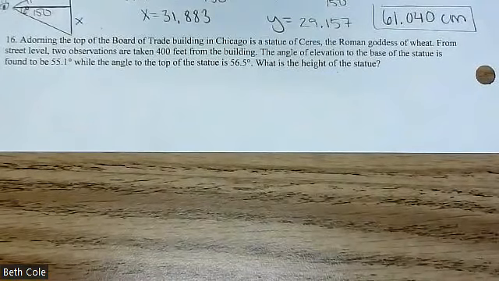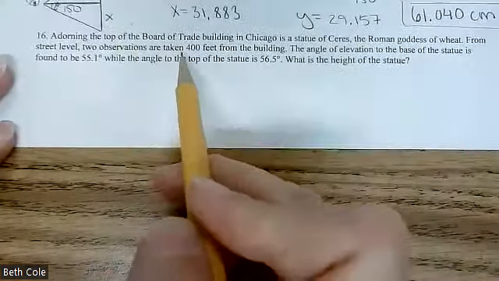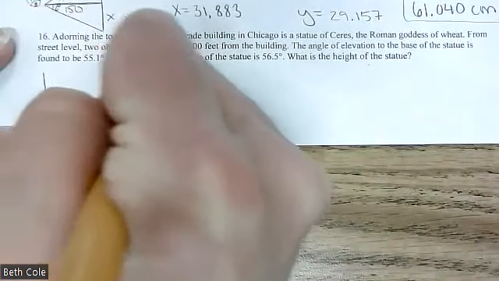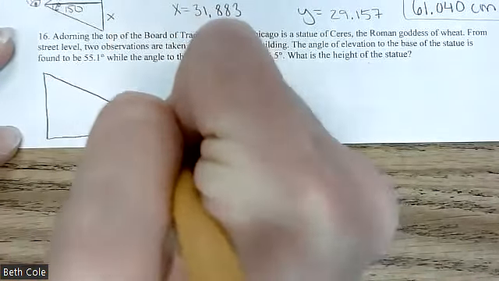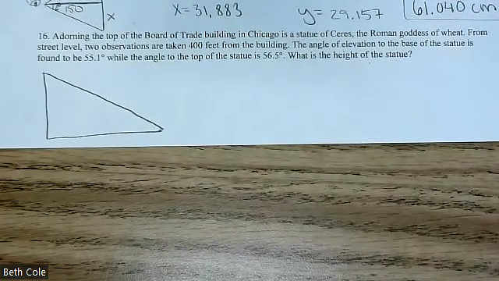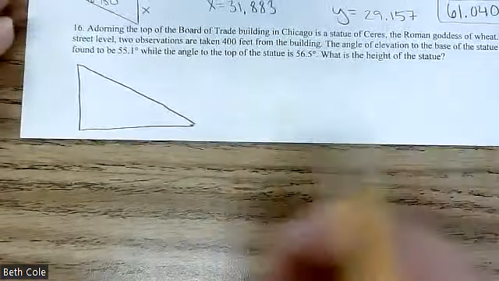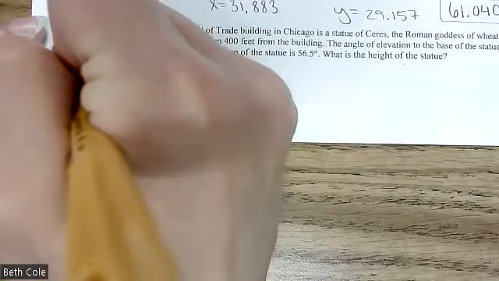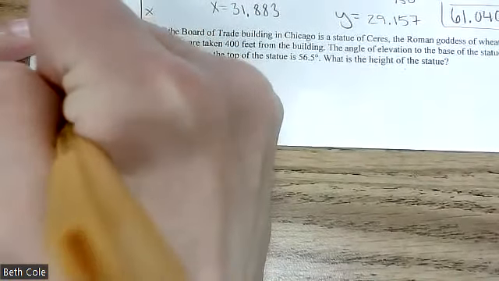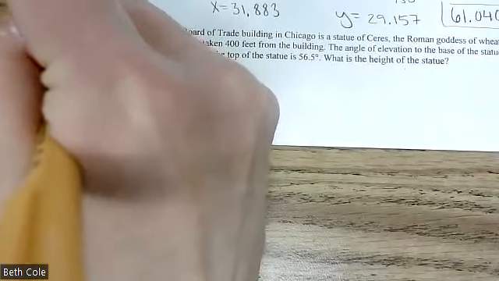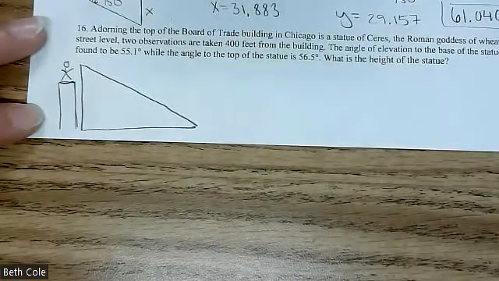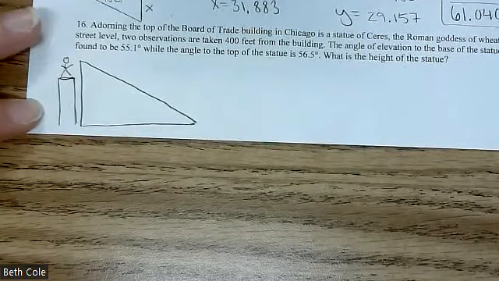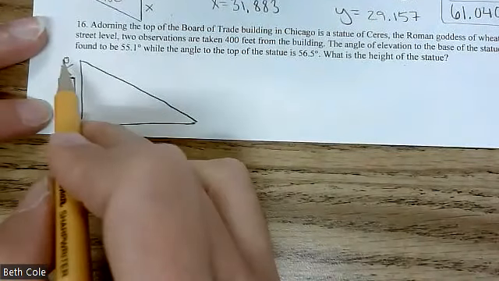Adorning the top of the Board of Trade building in Chicago is a statue of Ceres, the Roman goddess of wheat. This is actually true, and you can look it up. It's a cool statue. From street level, there's two observations taken. All right, draw yourself a big triangle. We're gonna have to have an imagination here because I cannot draw a statue of a Roman goddess of wheat. I'll try with a stick figure. Here's the building, and here's the statue of the lady on top of it.